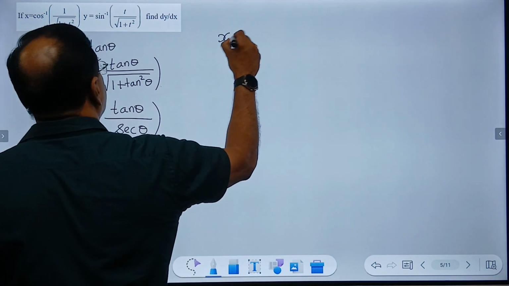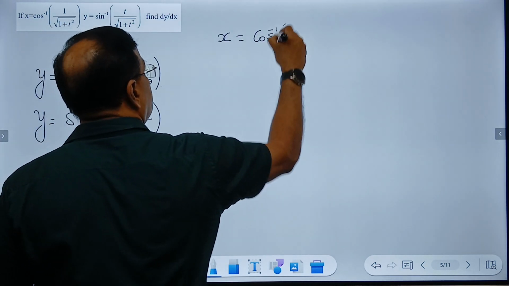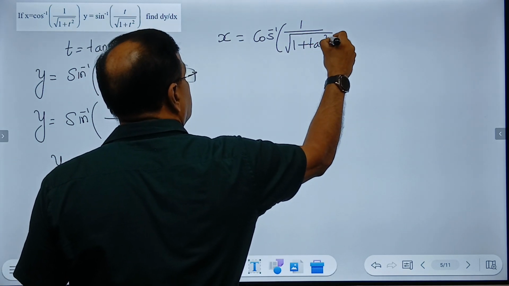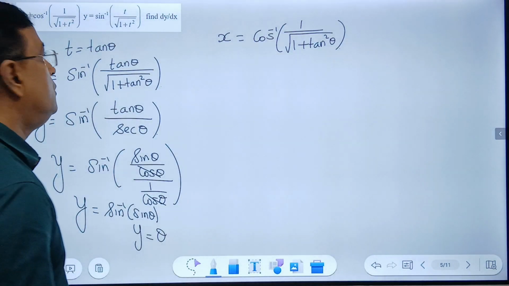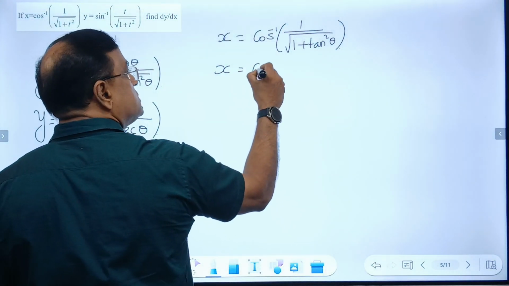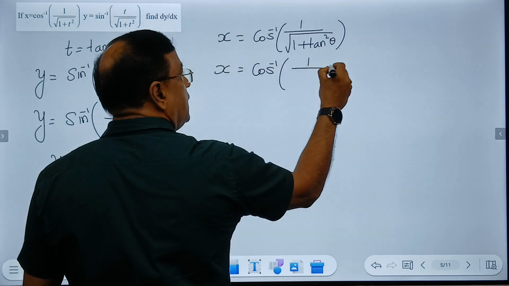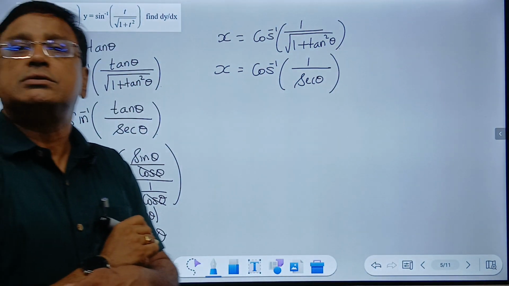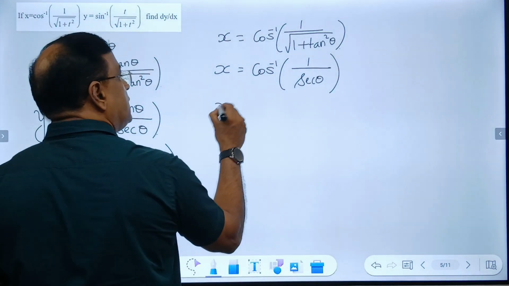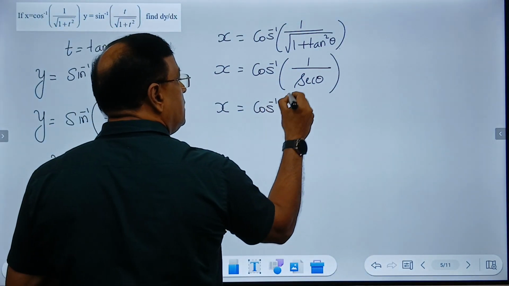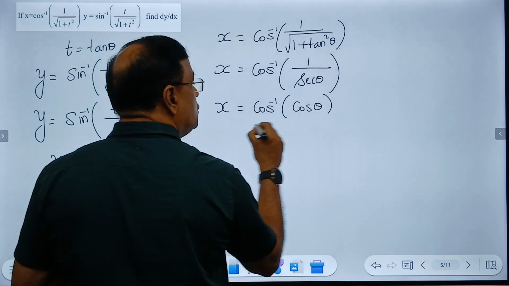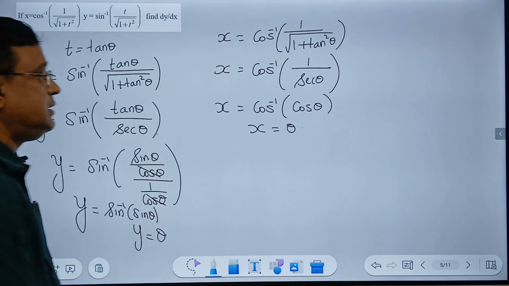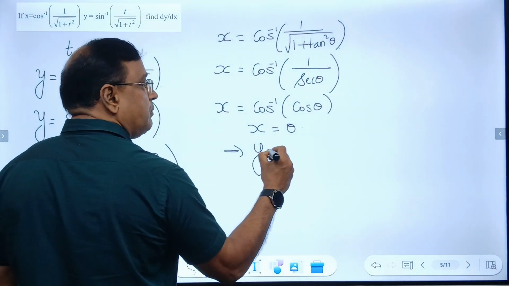Now what is x equal to? Cos inverse of 1 by root of 1 plus tan square theta. So x is what? x is cos inverse of 1 by secant theta, because 1 plus tan square theta is secant square theta, root of secant square theta is secant theta. So x is equal to cos inverse of, what is 1 by secant? 1 by secant is cos. So clearly you can see x is theta. Now you can see y is theta, x is theta. This implies y equal to x.